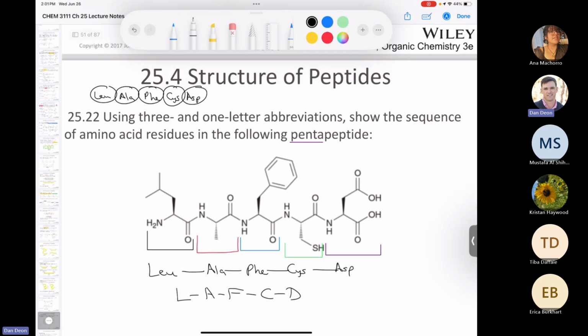And you notice that the R groups, right? This one's pointing up, so it's on a wedge. This one's going down, it's on a dash. This one's pointing up, it's on a wedge. This one's down, it's on a dash. This one's up, it's on a wedge. Cool? So there you go. Just remember your N, C, C, and you're good to go with your peptides.